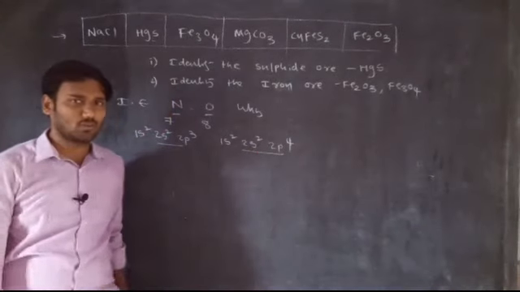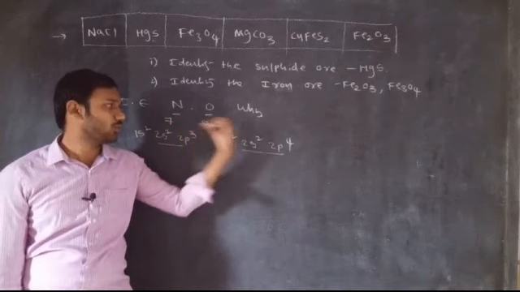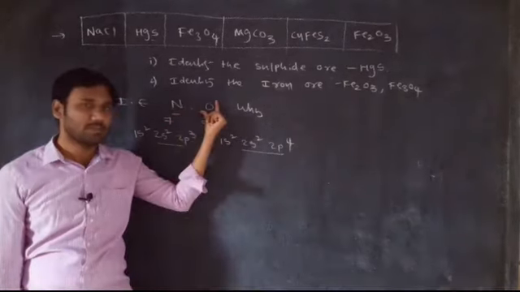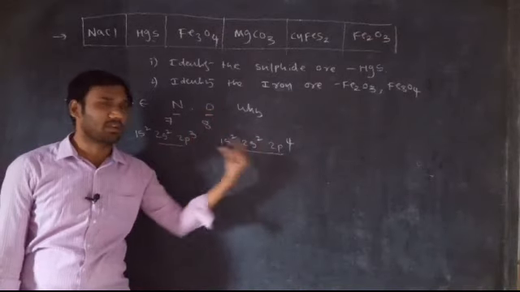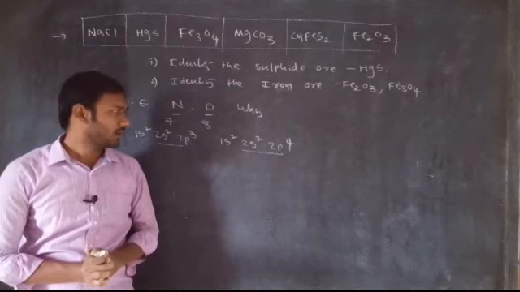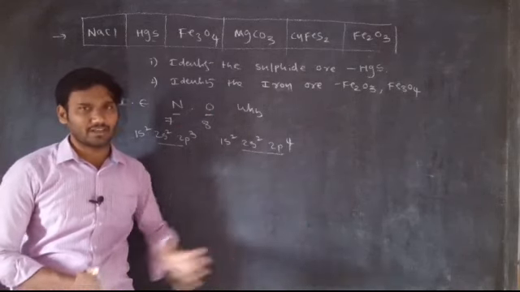Now both elements belong to the second period only. This is the 7th element, this is the 8th element, left to right, atomic number increases. So first nitrogen is coming, next oxygen is coming, in the period. So we know that in the period, when going from left to right, atomic radius decreases and ionization energy increases, right?